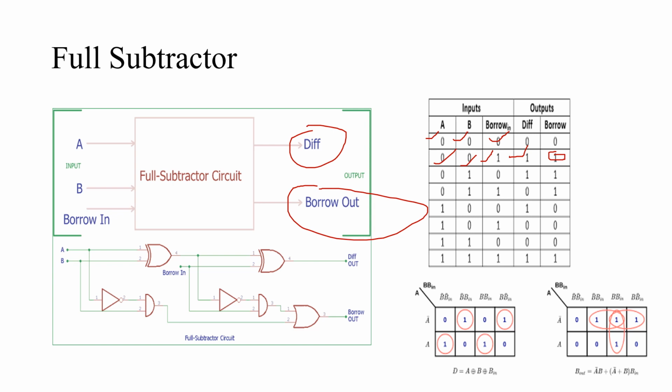Okay, so this way we will complete this table, and then we will get this K-map, and using the K-map, we get the expression for difference, A XOR B XOR Bin, and we get the expression for Bout, A bar B plus A bar Bin plus B Bin. Using these expressions, we will draw this circuit diagram.